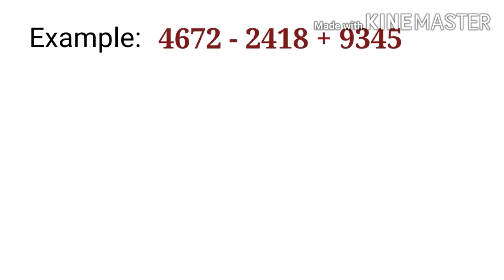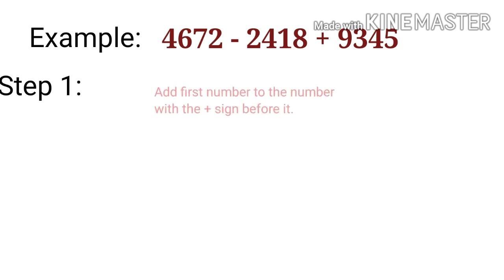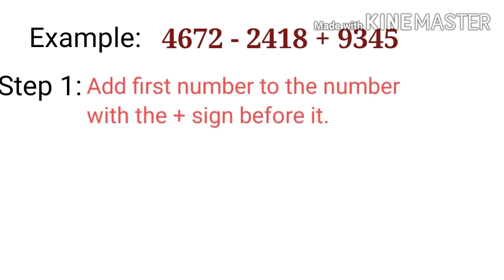4,672 minus 2,418 plus 9,345. Let us begin the first step. See, children, in this example, the subtraction comes first. So, we can add the first number to the number with the plus sign before it.